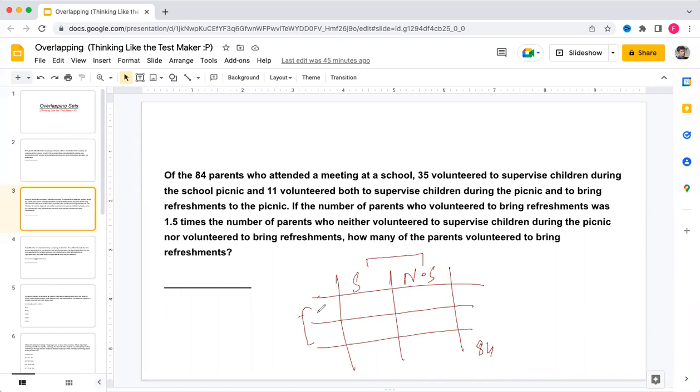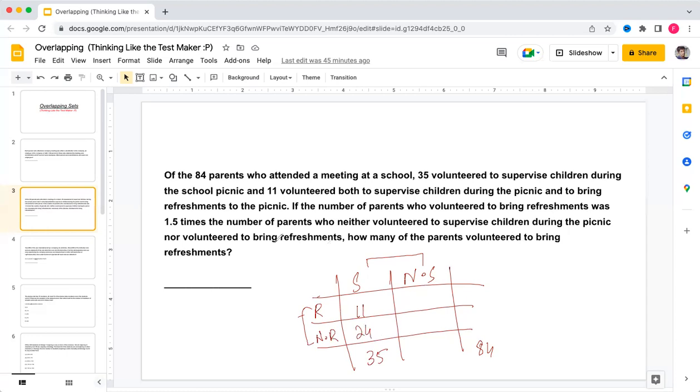So the other one is refreshment. Let's call this R, and that will be non-refreshment. So the next thing is, we have 35 for the supervision. So this will be 35. And we have 11 both. So this portion represents supervision as well as refreshment. So this is 11. So this will become 24.